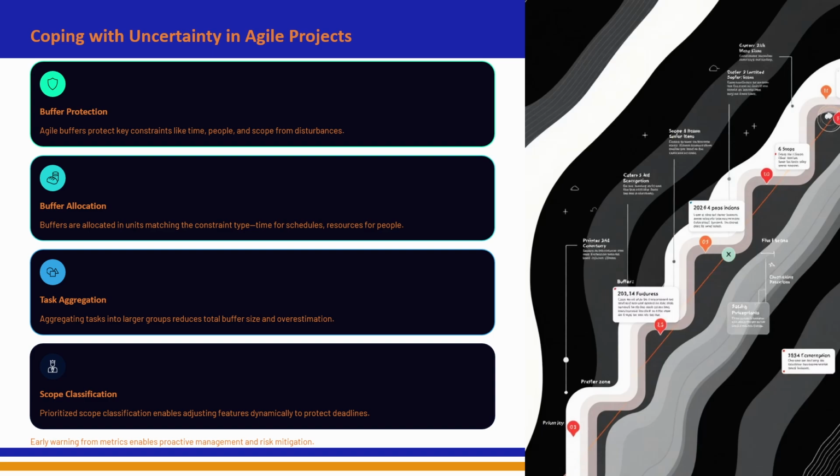And the next one is buffer allocation. Buffers are allocated in units matching the constraint: time for schedule, resources for people. If time is the risk, schedule buffers are added.